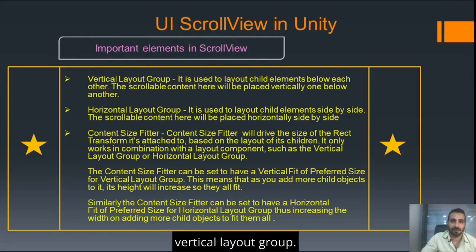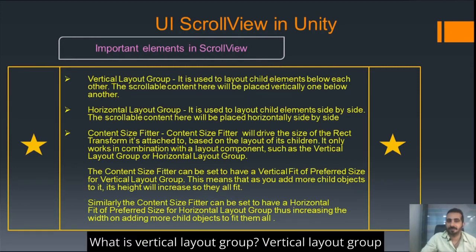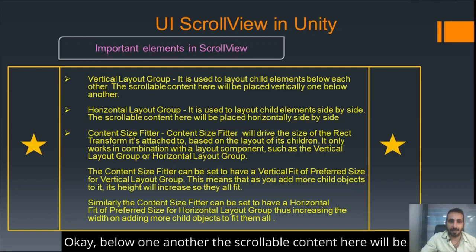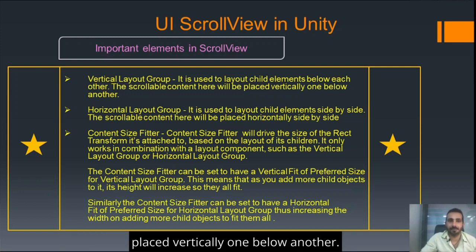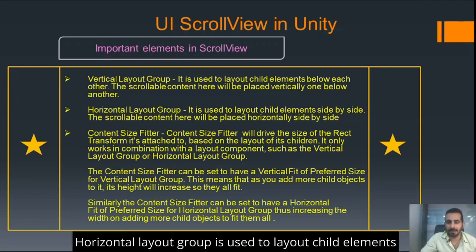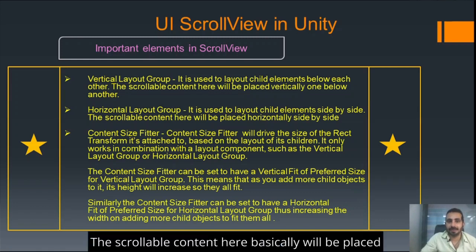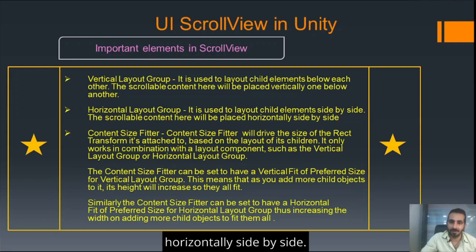These are your vertical layout group. What is vertical layout group? Vertical layout group is used to lay out child elements below each other. Okay, below one another. The scrollable content here will be placed vertically one below another. Then we have horizontal layout group. Horizontal layout group is used to lay out child elements side by side. The scrollable content here basically will be placed horizontally side by side.